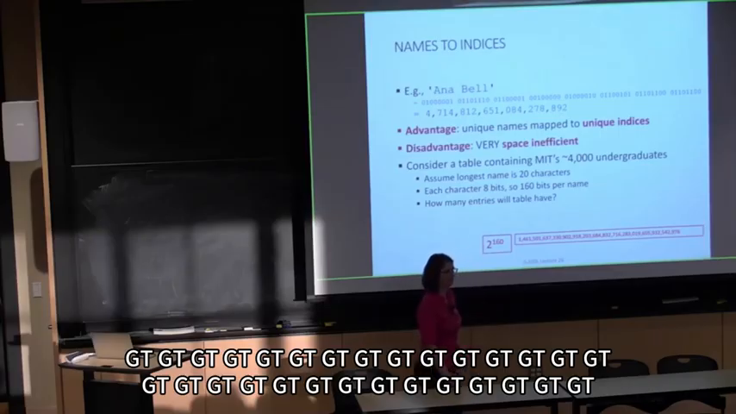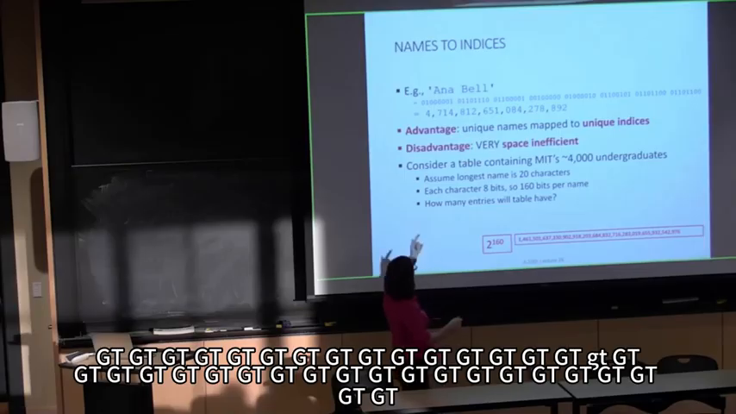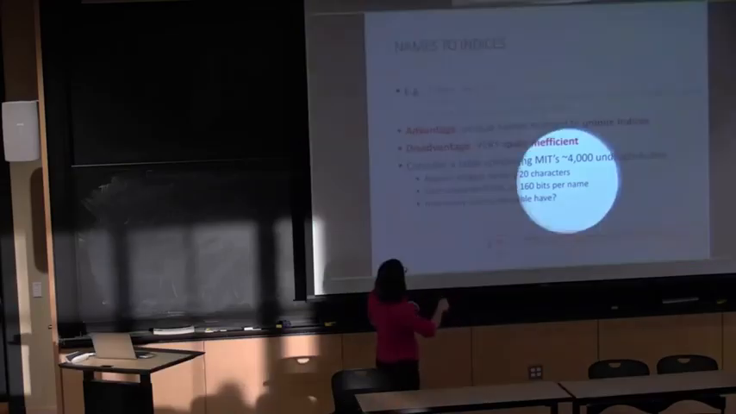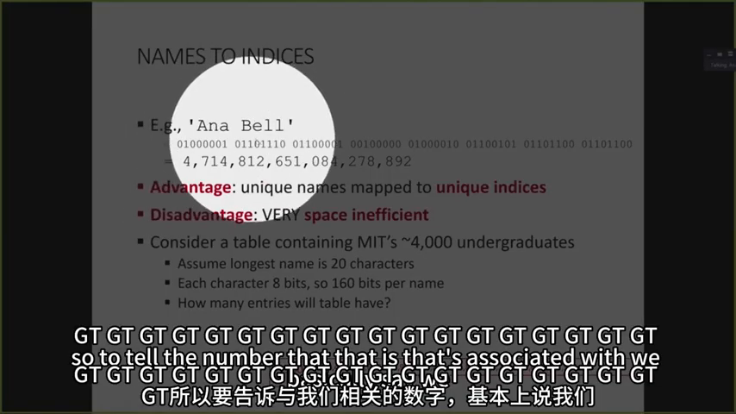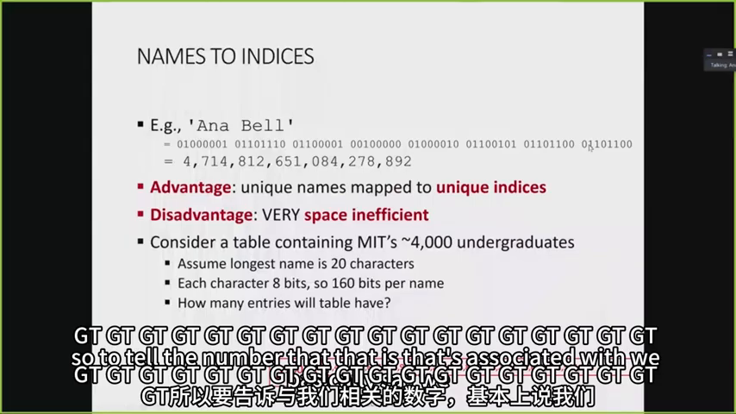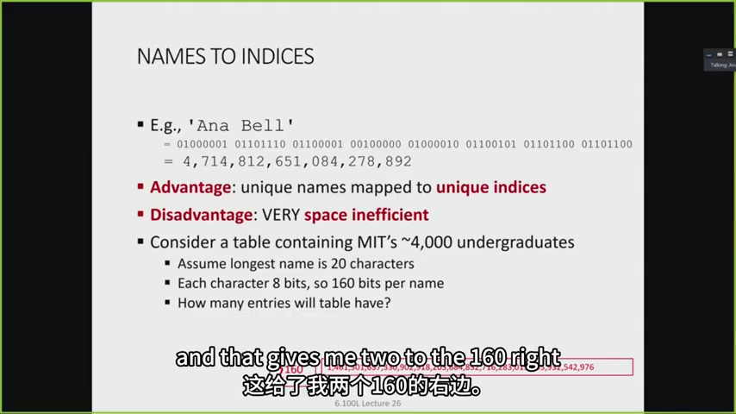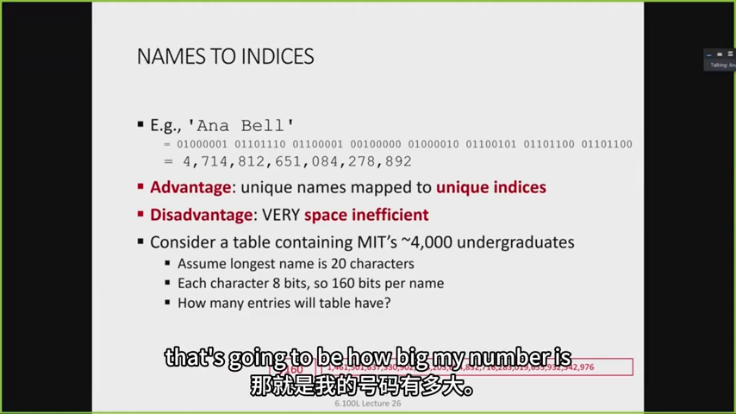Yeah. Sorry, is the 160 because you put it to binary? Yeah, so exactly. Each one of the characters has 8 bits associated with it, right? So there's going to be 160 of these zeros or ones in a row. So to get the number that's associated with it, we basically calculate 1 followed by 160 zeros. And that gives me 2 to the 160. Right? That's going to be how big my number is.